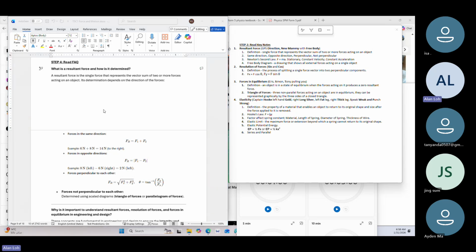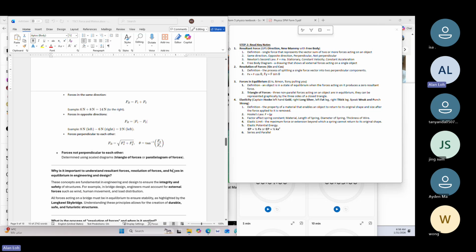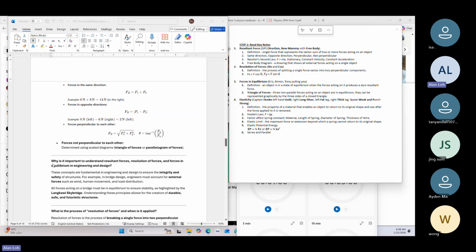Then you have question number 2. Question number 2 most likely is also drawer number 1, or maybe drawer number 2. It's really depending. Okay, so we can go to drawer number 2, question number 2, and quickly see whether it's drawer number 1 or number 2. Why is it important to understand resultant force, resolution forces, and forces in equilibrium?